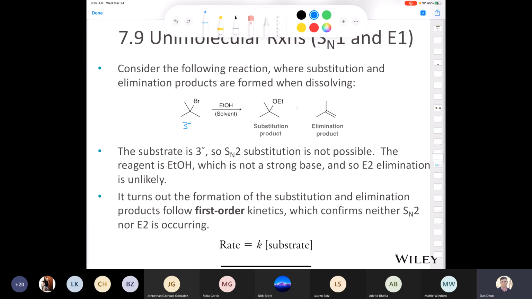Now, this is a tertiary alkyl halide. We know that this is not going to be an SN2 reaction, right? SN2 reactions are going to work on things that are primary or secondary or methyl halides.